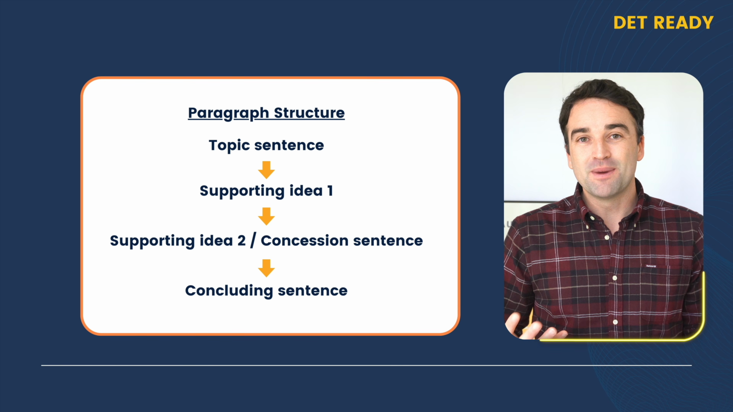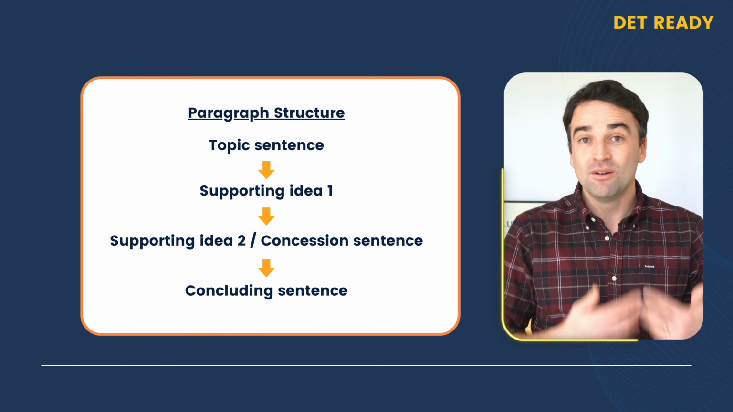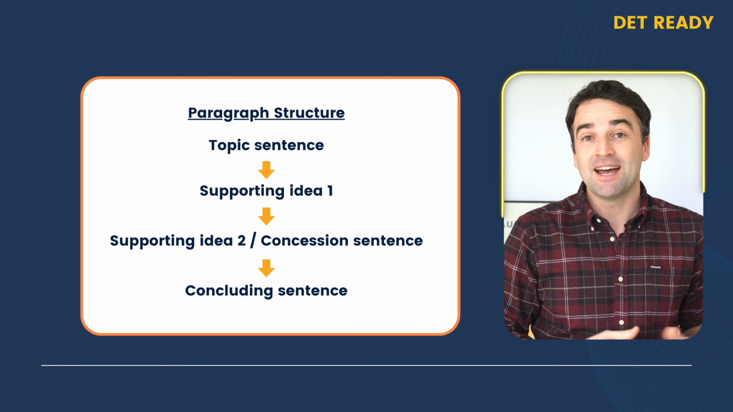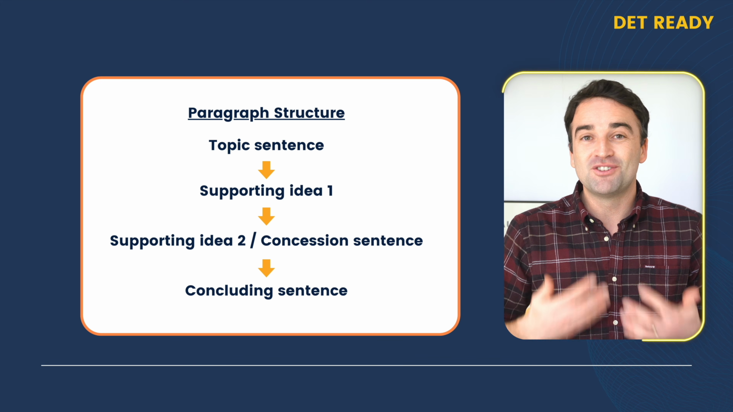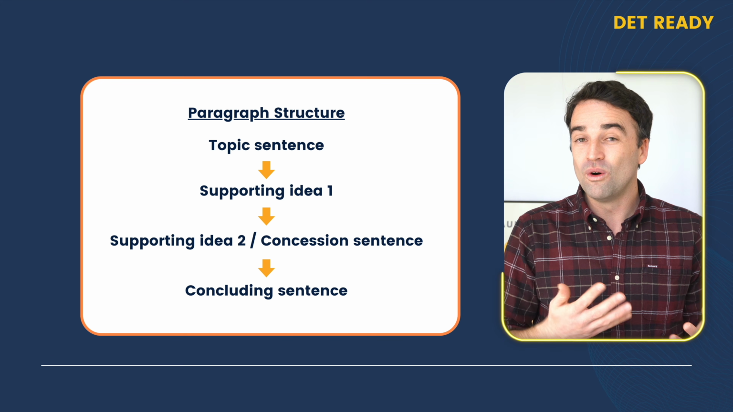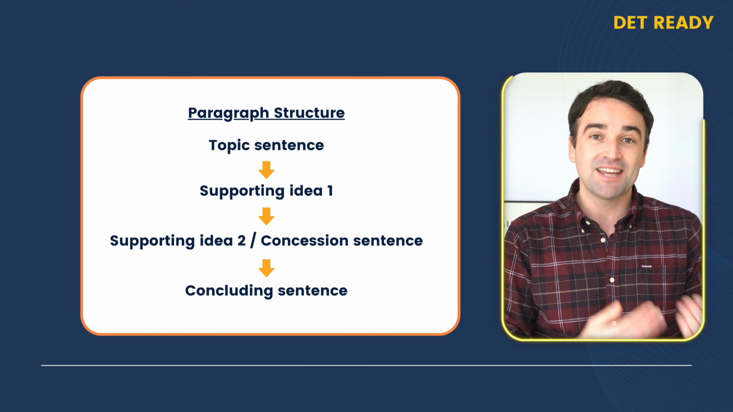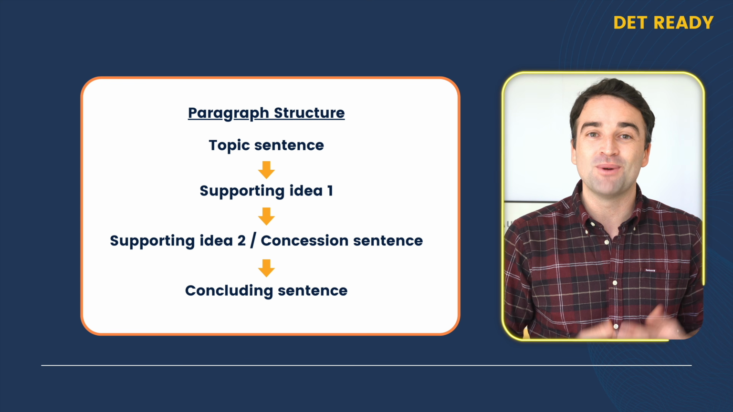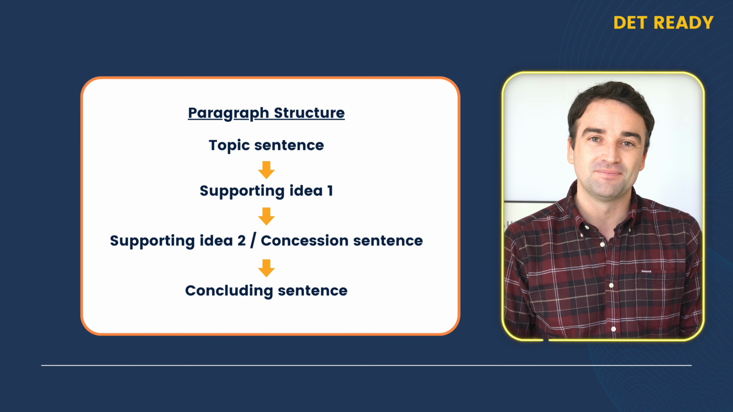Your paragraph structure might look something like this: a topic sentence, supporting idea 1, which of course supports your topic sentence, your argument. Then you can write a supporting idea number 2 using the transition phrases we just discussed, or here you can write a concession sentence. I'll show you how to do this in one moment. And of course, it is a good idea to end with a concluding sentence. You do not need to follow this paragraph structure, but it is a standard template a lot of people use when writing an academic paragraph. Anyway, back to making concessions.